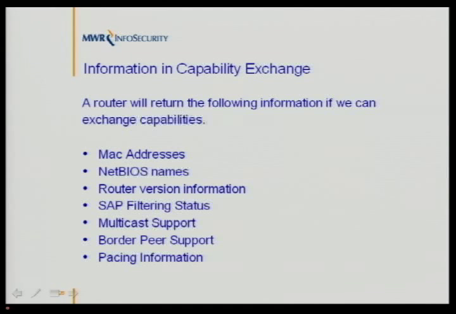What it will return to us potentially is MAC addresses of systems that it's been configured to communicate with. It will return us NetBIOS names of systems that it's been set up to communicate with. It will actually return us the version string of the router. It will also let us know if there's any service access point filtering going on. Maybe the remote router's filtering IPX, maybe it's filtering NetBIOS. And in the capability exchange, the router will actually tell us this information.